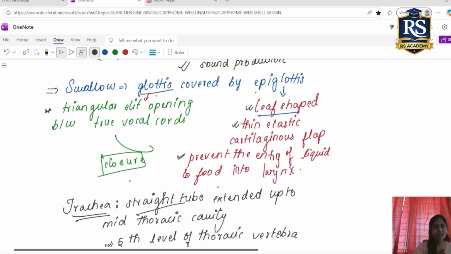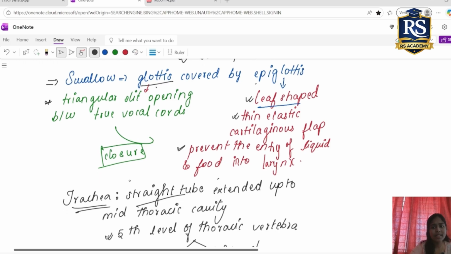And now, what is the glottis and what is the epiglottis? During swallowing, the opening of the larynx, called the glottis, is covered by the epiglottis. The glottis is nothing but the opening of the larynx. The epiglottis is a leaf-shaped, thin, elastic, cartilaginous flap that prevents the entry of food and liquid into the larynx. So the glottis is closed by the epiglottis to prevent the entry of food and liquid into the larynx.